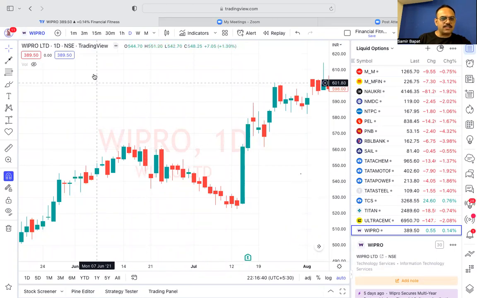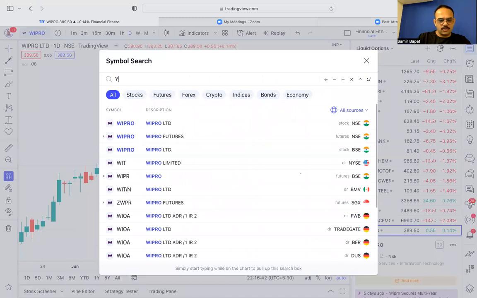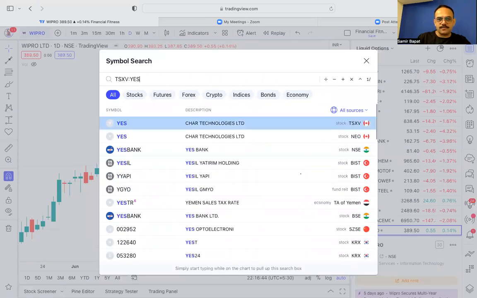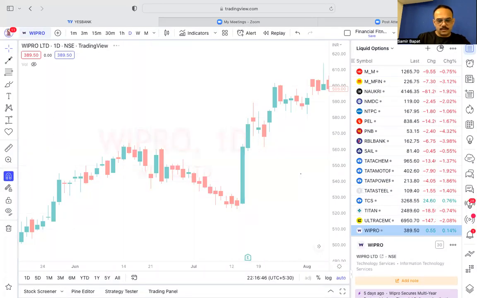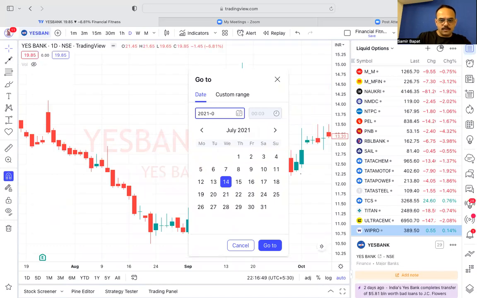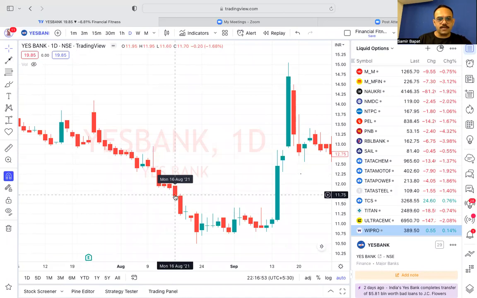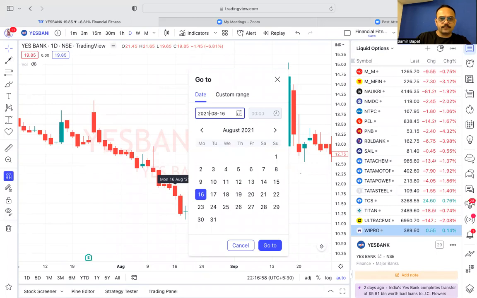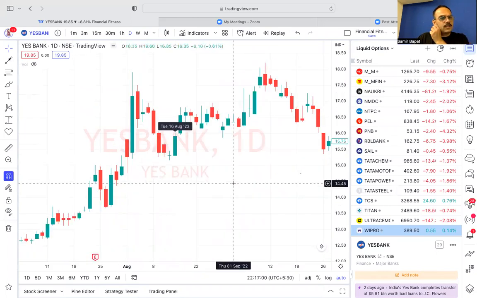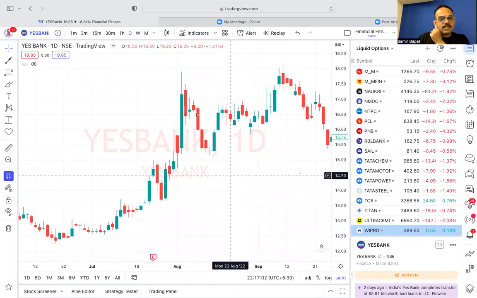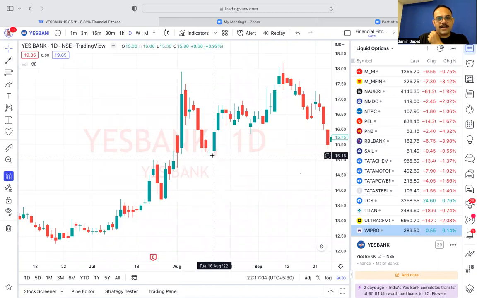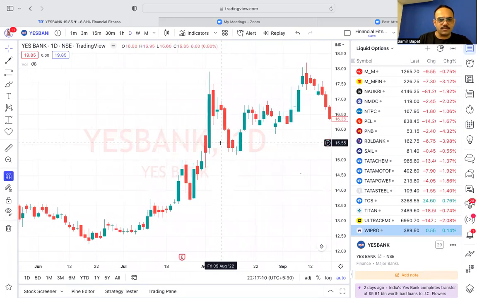Yes Bank, 16th August 22. Yes Bank. Only Monday 22 now. Sorry. Yeah. So this is an evening star. So you have a red candle, you have a doji star, and this is called the morning star reversal pattern. We will come to this.